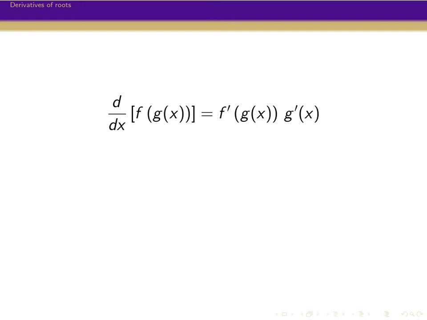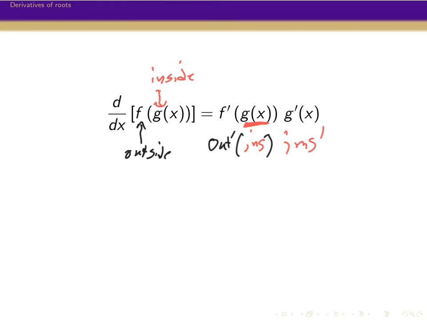Well, here's the chain rule. We're going to think about f as being our outside function. g is our inside function. And so when you take the derivative of g plugged into f, what do you get? Well, you get g plugged into the derivative of f. So it's the derivative of the outside with the inside plugged in. And then you have to multiply by the derivative of the inside.